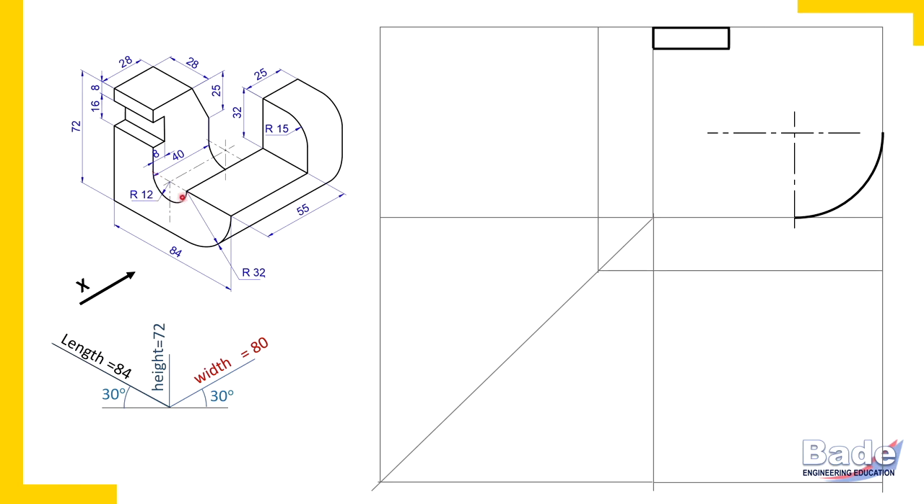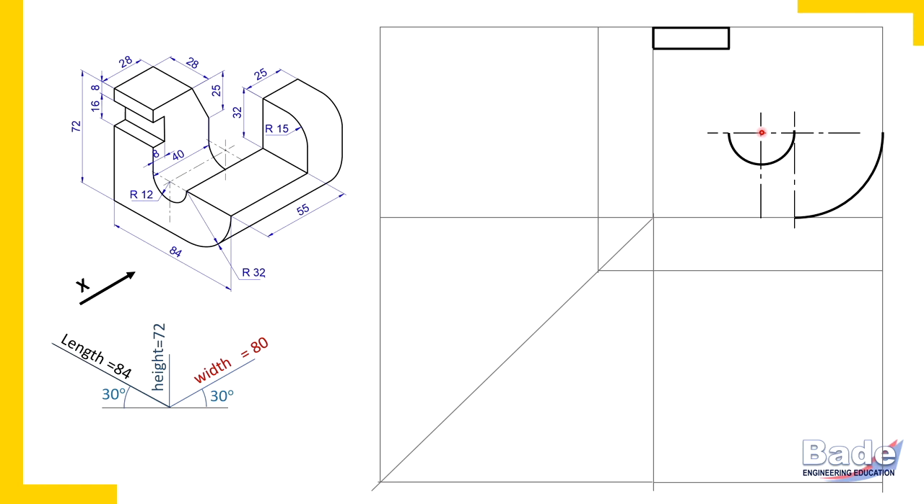Now to draw this semicircular edge, we'll have to locate its center, which is 32 plus 12 millimeters from the right end. So from the right end 32 we have already measured. Now measure 12 millimeters to locate the center. So now here is the center of that semicircular edge. The radius of this semicircular edge is 12 millimeters. So use this center and draw the semicircular edge of radius 12 millimeters.